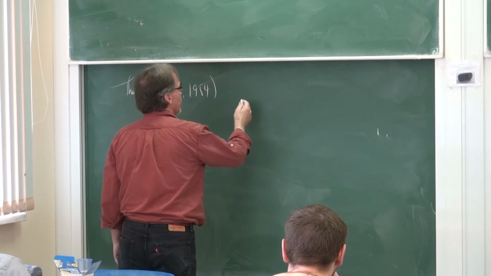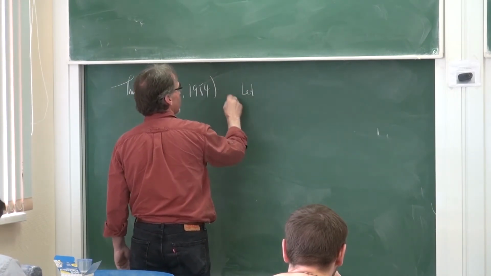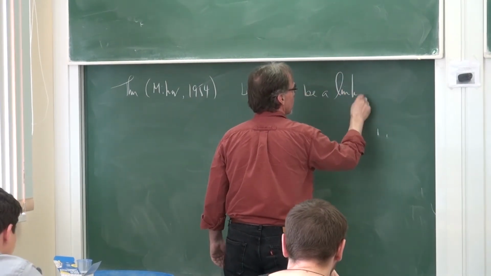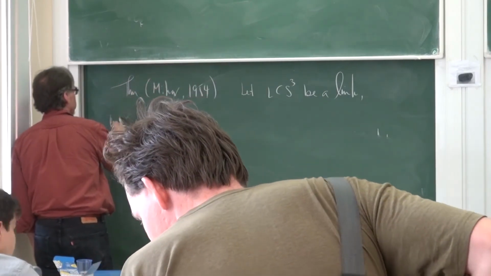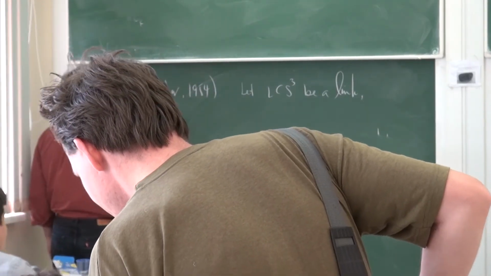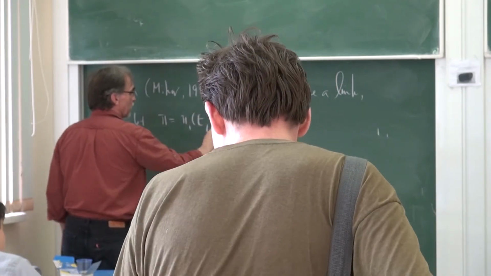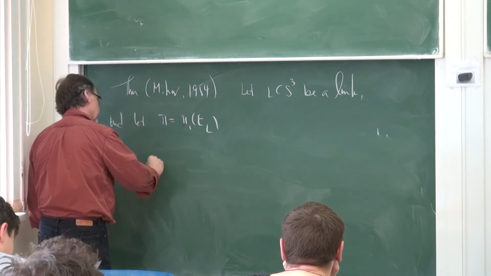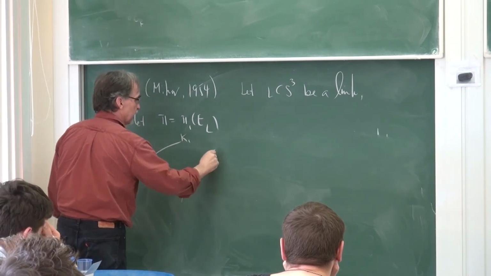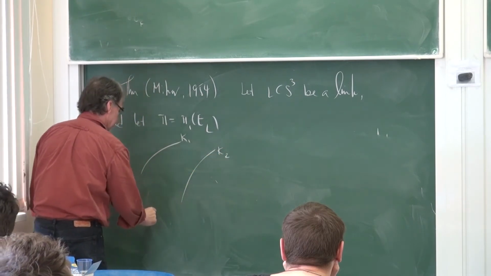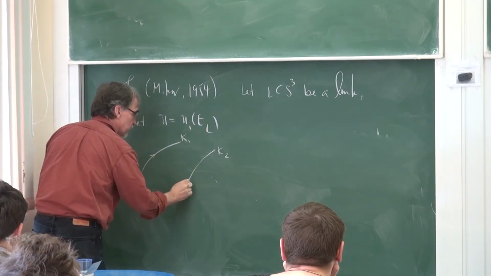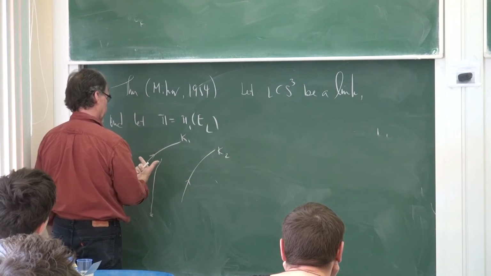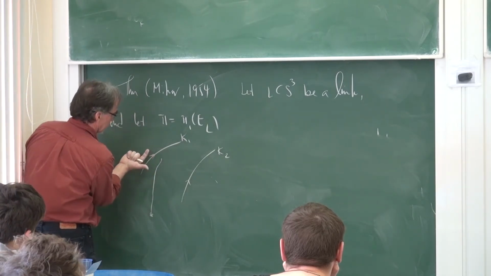Milnor was interested in taking a look at, so let L in S3 be a link, and let pi equal pi 1 of the exterior of L. Now what one can do is there's a nice collection of elements in there. If I have my link, say that's K1 and that's K2, etc., then I can take a base point. These are oriented, remember. I can take a base point and I can draw a path up. I always forget which way is which. Let's see, if I use the right-hand rule, I guess this way.